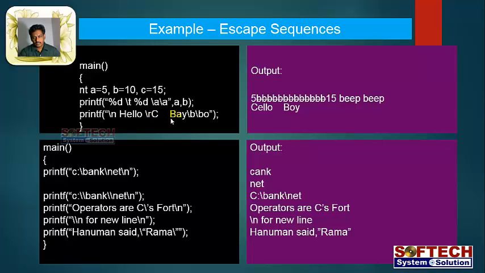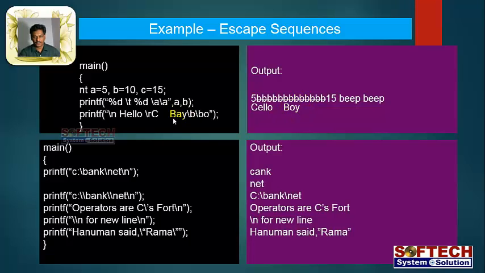Then it displays BAY. \b is for backspace. So it displays BAY, and the cursor is positioned after the Y. After printing BAY, the cursor is positioned after the Y. The first \b, backspace, moves the cursor to the position of Y. And the next \b moves the cursor to the position of A.